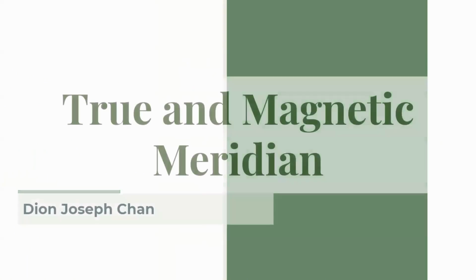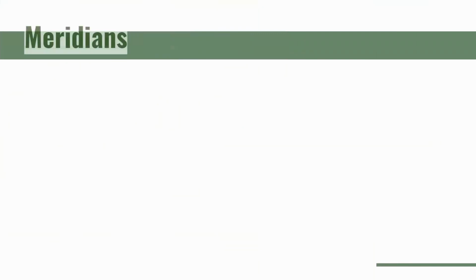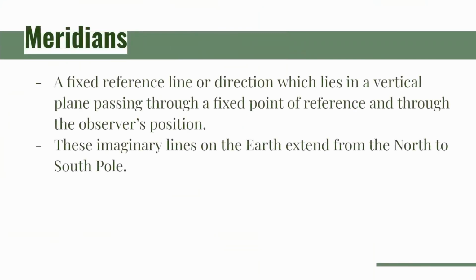We will begin with true and magnetic meridian. A meridian is a fixed reference line or direction which lies in a vertical plane that passes through a fixed point of reference and through the observer's position. These imaginary lines on the Earth extend from north to south pole. It is a north-south reference line, a great circle, through the geographical poles of the Earth. The term usually refers to the upper branch, i.e., that half from pole to pole which passes through a given place, the other half being called the lower branch.